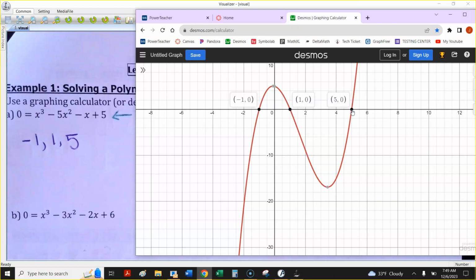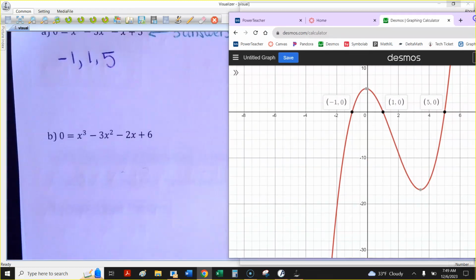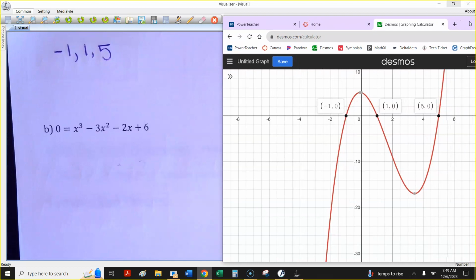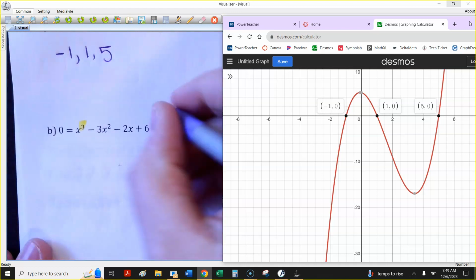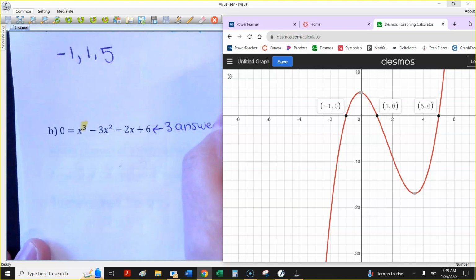Now, they have to be nice numbers. If they are not nice numbers, I'm going to show you a little something different to do with that. But that question, we're totally done. I don't have to do anything else. Now, the question underneath here probably won't be so easy, but again, whatever your highest power of x is, this is the same as the last one, is 3. So this question should also have 3 answers to it.